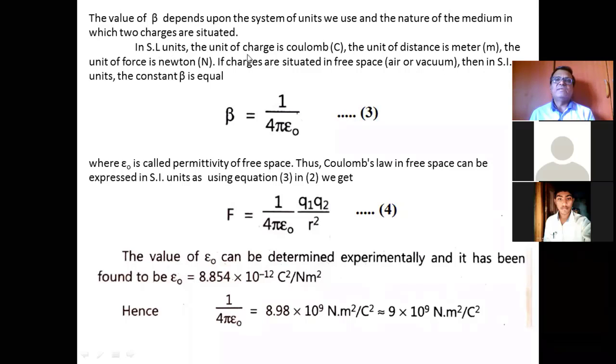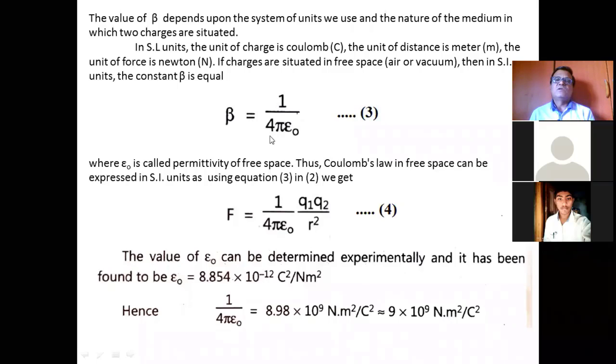In the SI system of units, charge is measured in Coulomb, distance r is measured in meter, and force is measured in Newton. Now if the charges are situated in free space or vacuum, with the system of units being SI, then the value of beta is 1 upon 4 pi epsilon 0. This is the value of beta in the SI system of units in free space.